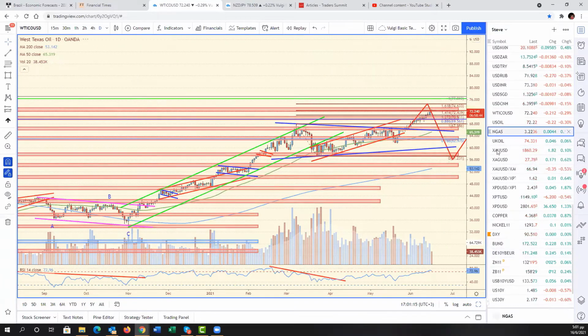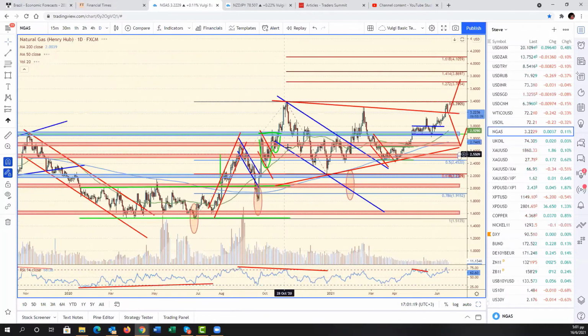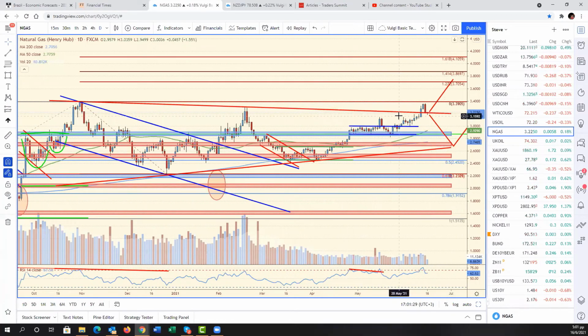Natural gas, yes. There's a question about natural gas. Now, natural gas broke out of this trend line resistance, trend line of what looks like a nice symmetrical triangle, and we're now backtesting it. So let's see what happens from here. As long as we hold this retest of this trend line support, keep looking higher, as simple as that.